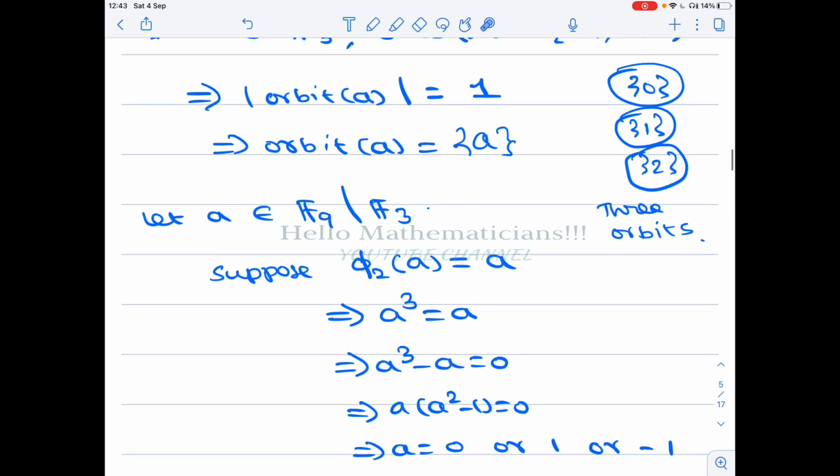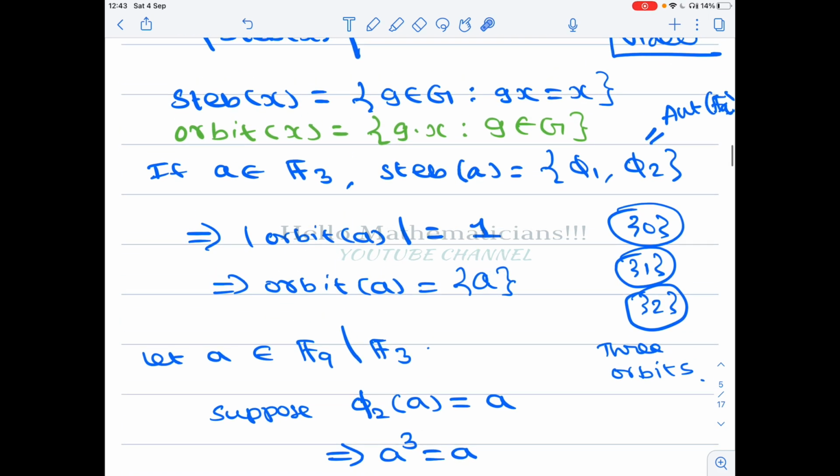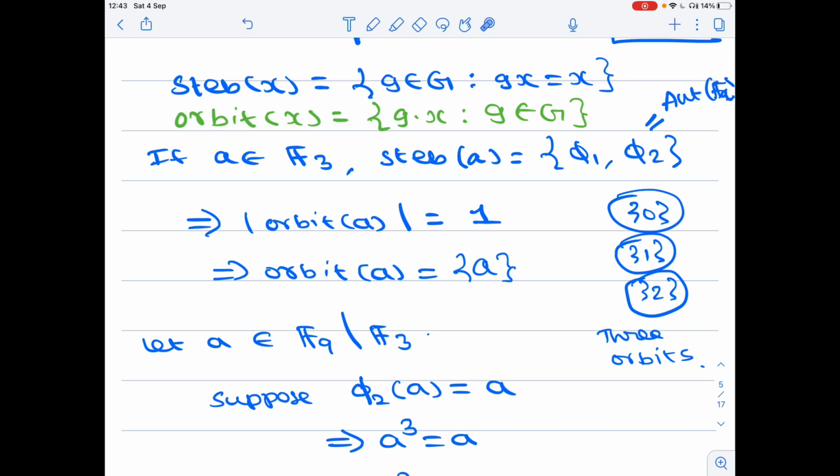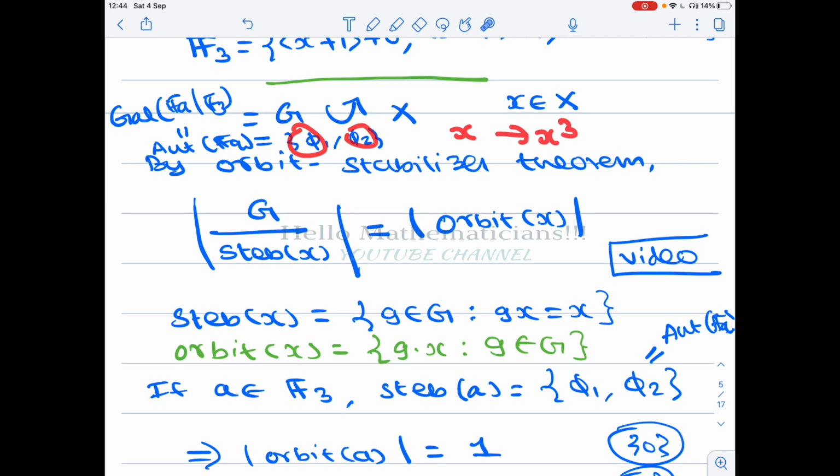Now let's take an element a belonging to Fq minus F3, so elements which are not in the prime subfield. Again we want to understand the stabilizer. In the group there are only two elements. Recall that this group G is the Galois group of F9 over F3, which we proved to be equal to the automorphism group of F9, and that is nothing but pi 1, pi 2. Pi 1 is the identity, pi 2 is the automorphism x goes to x cube.